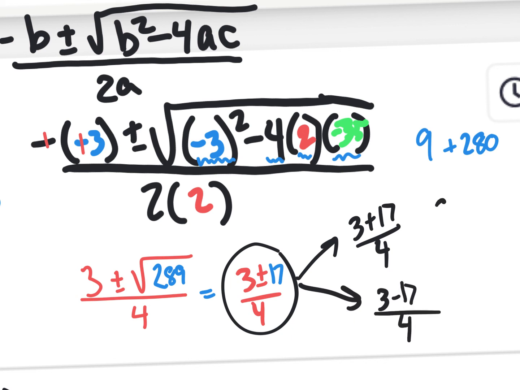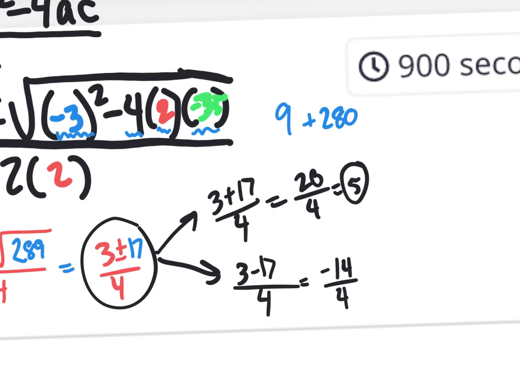So 3 plus 17, that's 20. 20 divided by 4 is 5. That's one answer. And 3 minus 17, that's negative 14 divided by 4, which you can't really do. You can't divide 14 by 4, but you could definitely reduce by 2. So if you reduce, you get a negative 7 halves.